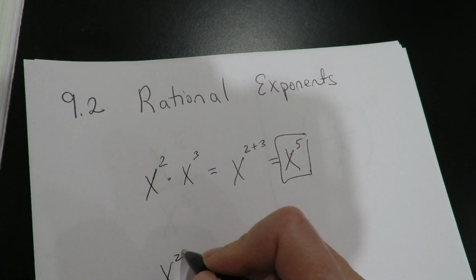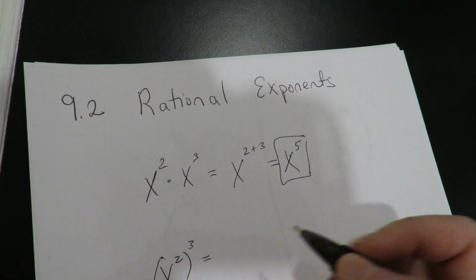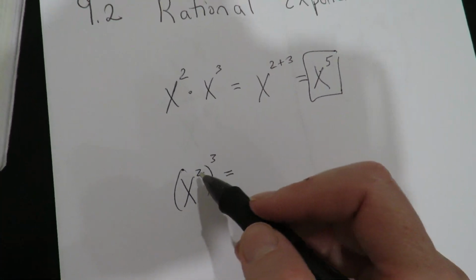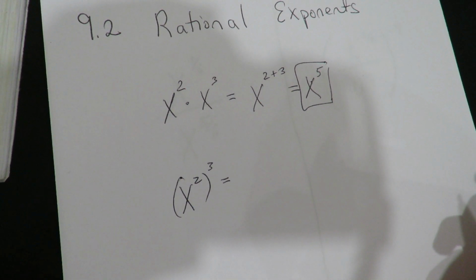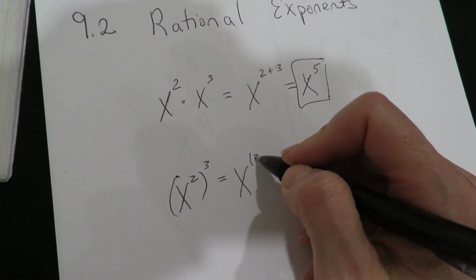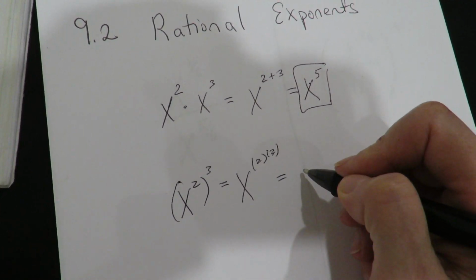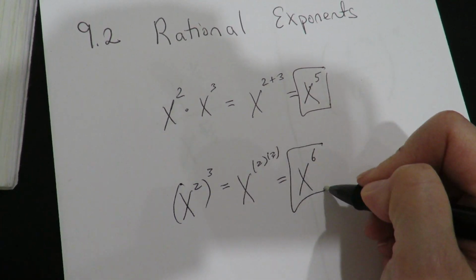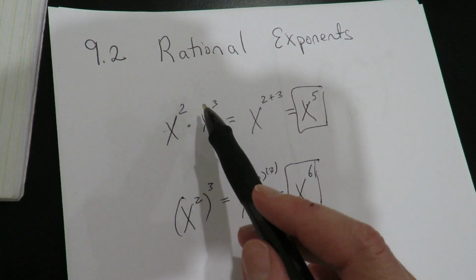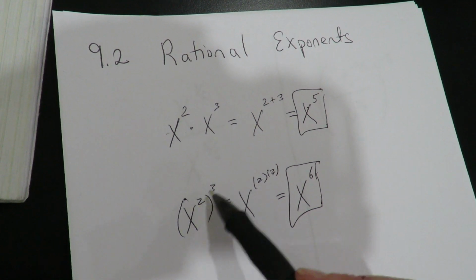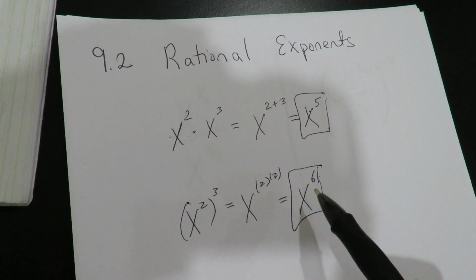When you have one base and two exponents, that's the case where we do what? Right? We multiply. So that's going to be x to the sixth. So when it's two bases, two exponents, they're neighbors, you add. One base, two exponents, you're going to multiply.